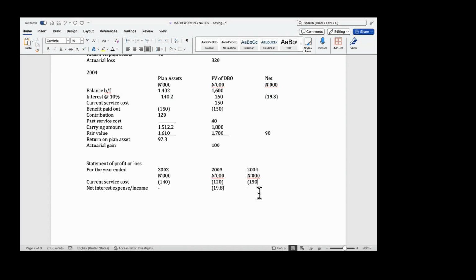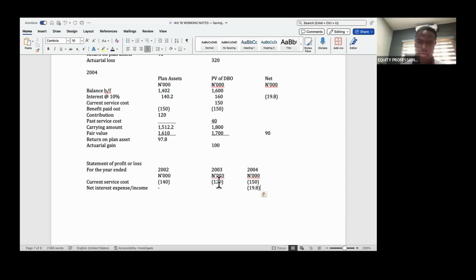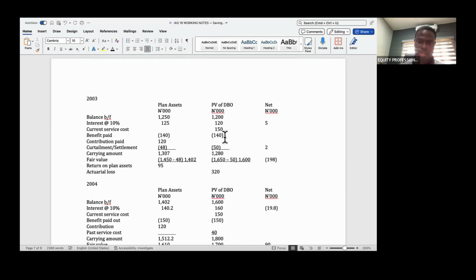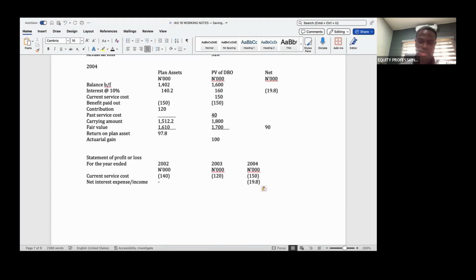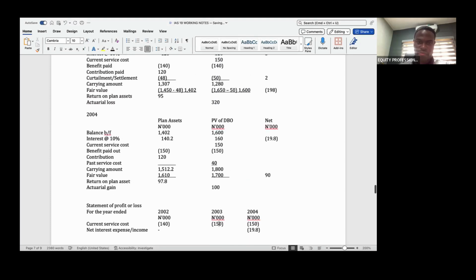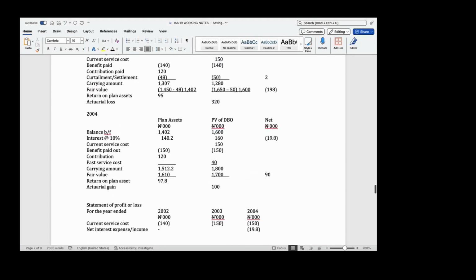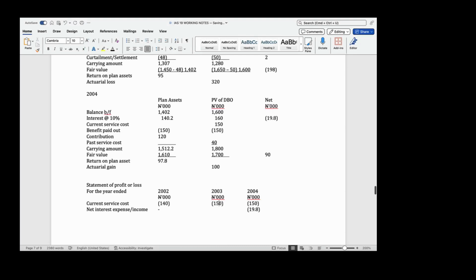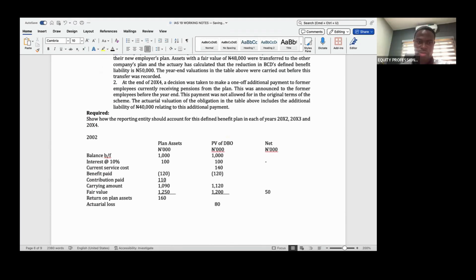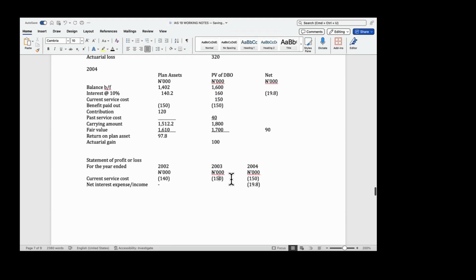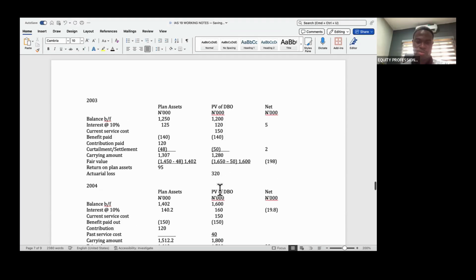Then there's a mix-up. The current service cost for 2003, it's 150. Oh, okay. Am I mixing it up? Current service cost, yeah, it's 150. How about 2004? It's 152. Yeah. How about 2002? It's correct. Okay, 140. Thank you.